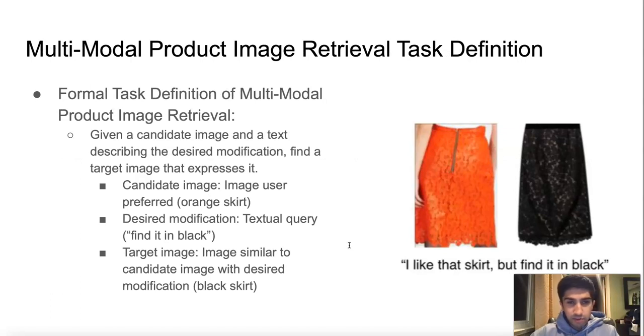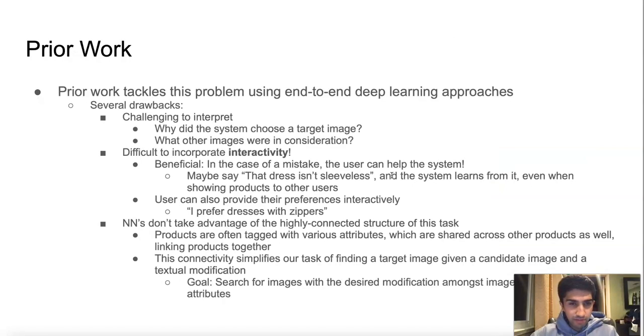The formal task definition of this is called multi-modal product image retrieval, and we define this as a task where, given a candidate image and a text describing the desired modification, the goal is to find a target image that expresses the modification. In this case, the candidate image was the image on the left, which is an orange skirt that the user preferred. The desired modification query is that the user wants to find that skirt in black, and the target image is the image on the right, which is similar to the candidate image with the desired modification.